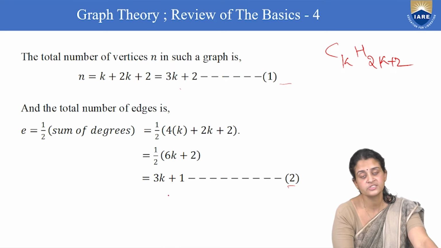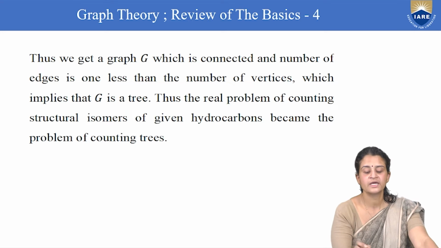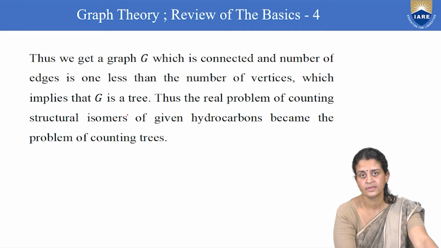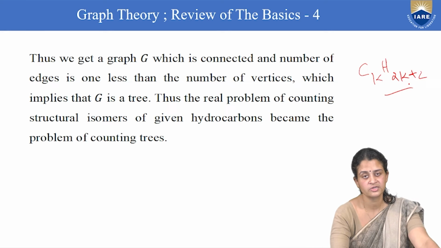Then the number of edges is 1 less than the number of vertices. Thus we get a graph which is connected and the number of edges is 1 less than the number of vertices, which implies that G is a tree. Either way, we tried this and we got a tree structure itself, right? Yeah, here it is getting that it is a tree.